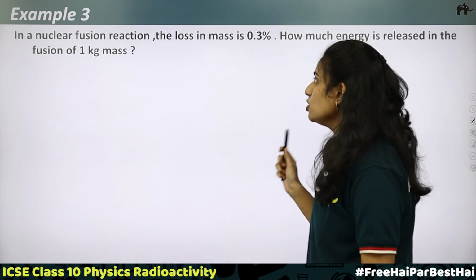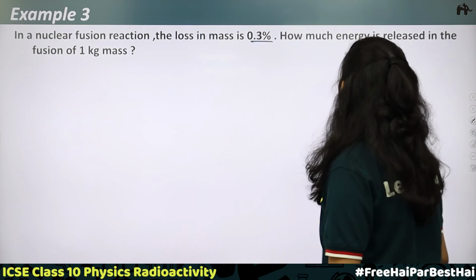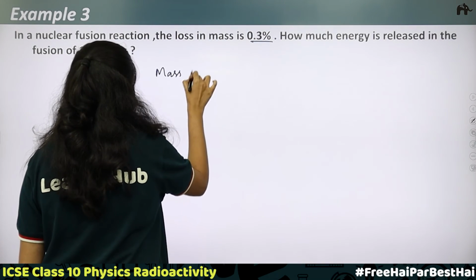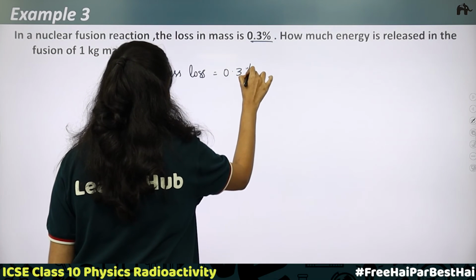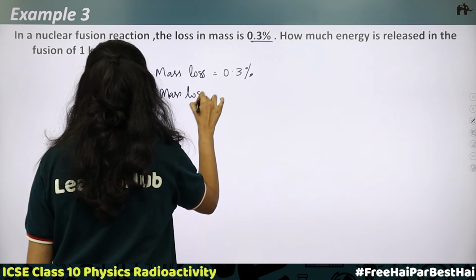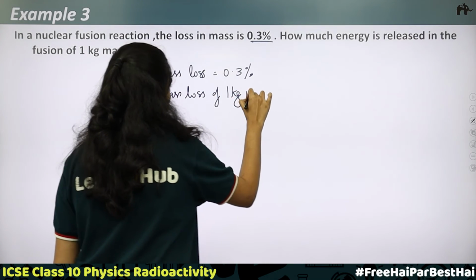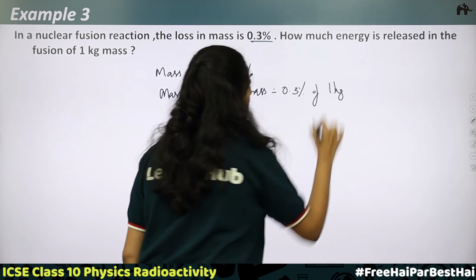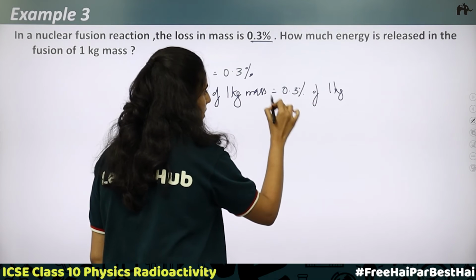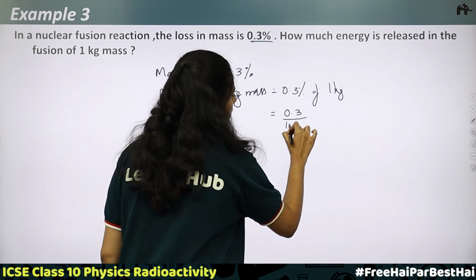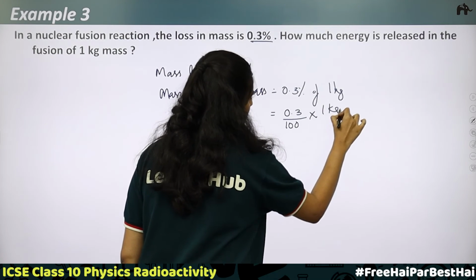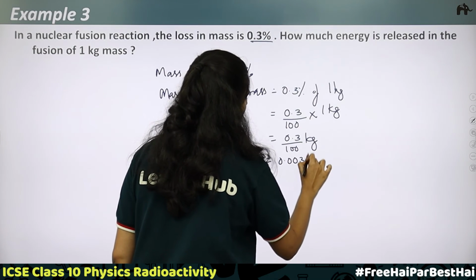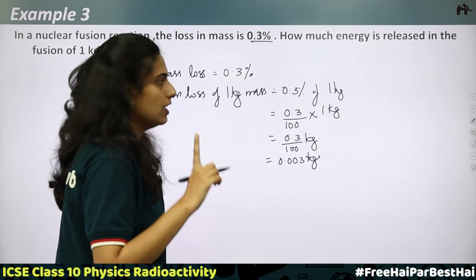Third example: in a nuclear fusion reaction, the loss in mass is 0.3%. How much energy is released in the fusion of 1 kilogram mass? So here we are given the mass loss, which is 0.3%. The mass loss of 1 kilogram mass will be equal to 0.3% of 1 kilogram. What is 0.3% of 1 kilogram? It is 0.3 divided by 100 into 1 kilogram, which is equal to 0.003 kilogram. This is the mass loss of 1 kilogram mass.